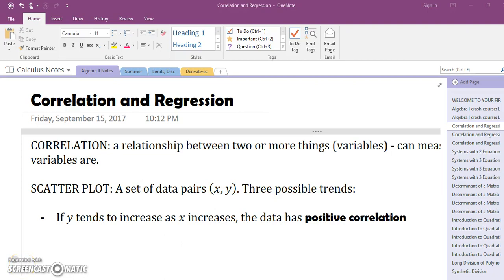Hi everybody, this is our video on correlation and regression. In this video, we're going to start talking about correlation, and then we're going to move to scatter plots, and in class we'll finish up all the regression talk.